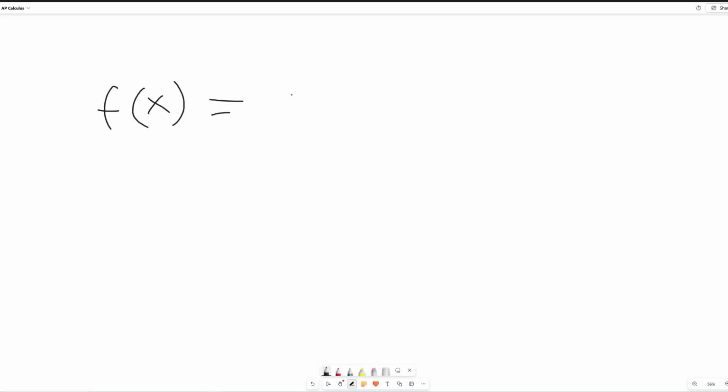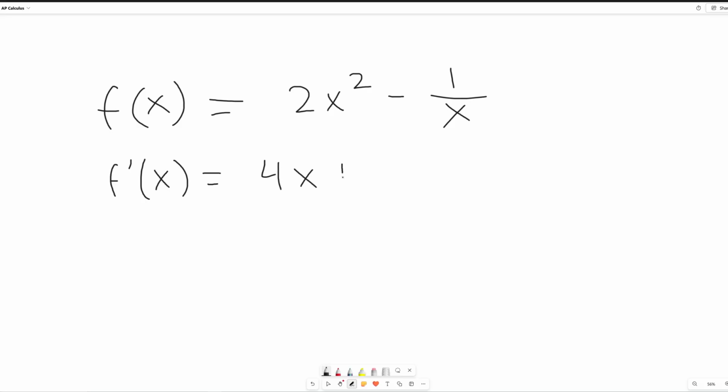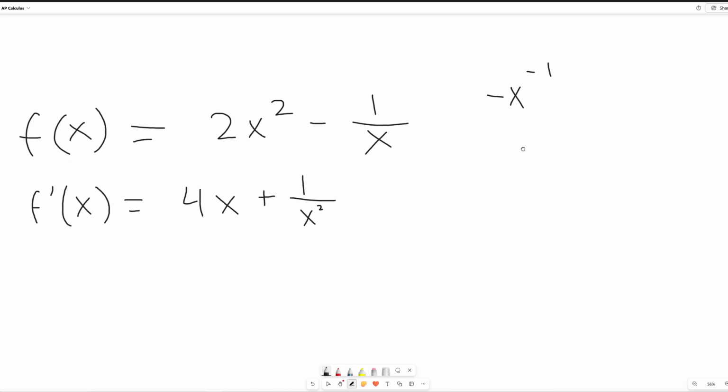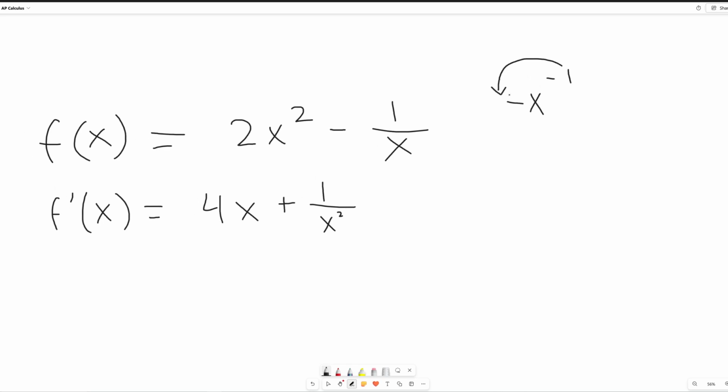If you have even 2x squared minus 1 over x, you can take the first derivative, which is going to be 4x plus 1 over x squared. Because this negative 1 over x is essentially negative x to the negative 1. So you move the negative 1 down, it becomes positive x, subtract 1, x to the negative 2, which is this.